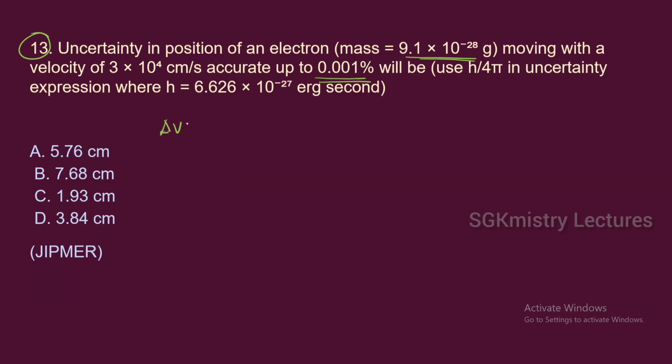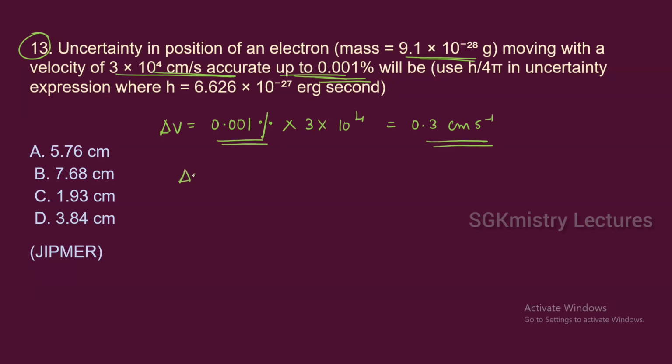So now, delta V is 0.001% of the velocity, right? This is the accuracy of up to 0.001% that is given. So 0.001% of how much? Of 3 into 10 to the power of 4. Now, if I calculate, I get it as 0.3 centimeter per second, right? So 3 into 10 to the power of 4 centimeter per second, accuracy is 0.001. So I'm going to find what is delta V.